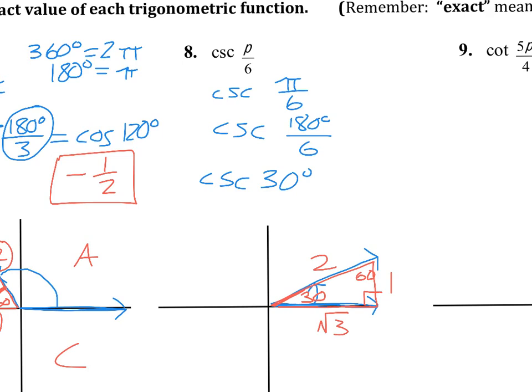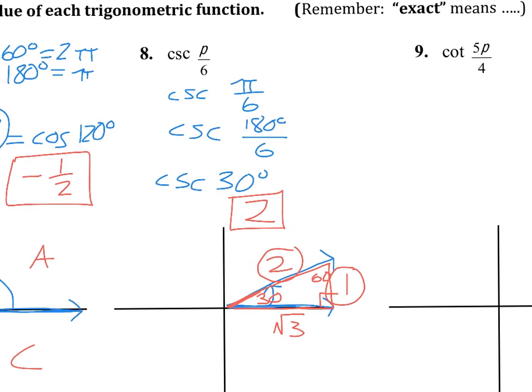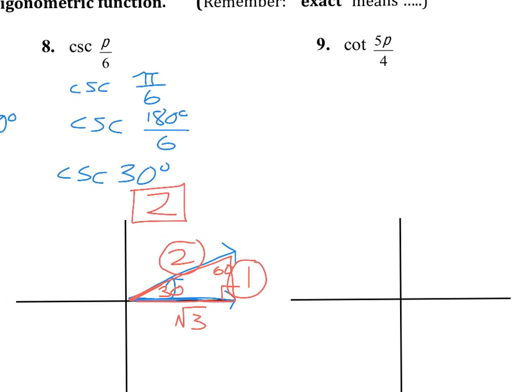Okay, cosecant is the reciprocal of sine. Sine is opposite over hypotenuse, so we're going to flip that and do hypotenuse over opposite. So 2 over 1, which is just 2. Remember, don't use a calculator for these because the directions say find exact values. Okay.